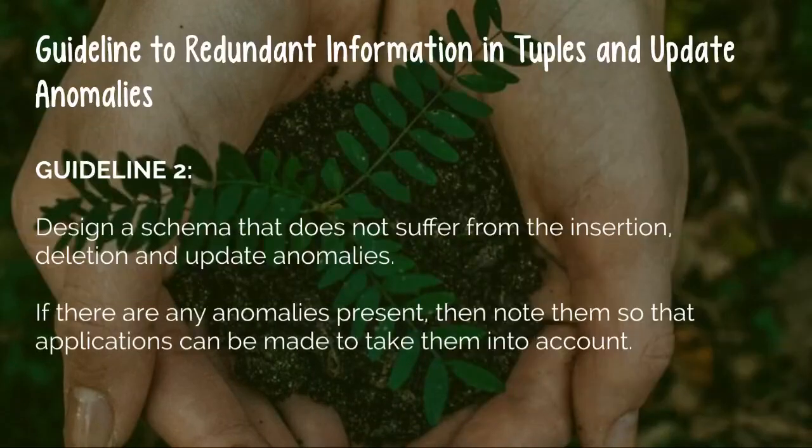Now guideline two, on redundant information in tuples and update anomalies, is also a sort of restatement of the first guideline. We have to design the base relation schema so that no insertion, deletion or modification anomalies are present in the relation. So if you have detected any, you have to note them clearly and make sure that the programs that update the database will operate correctly.